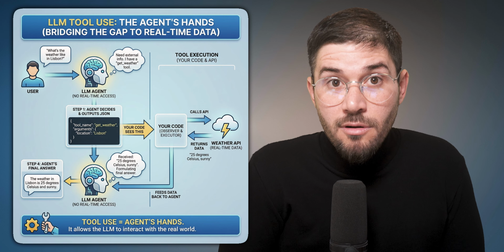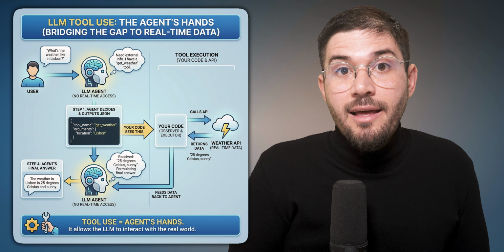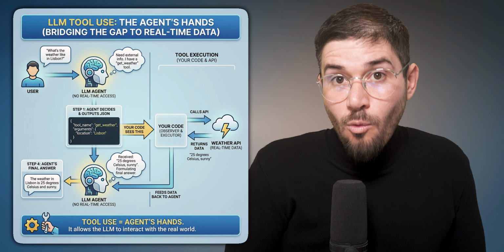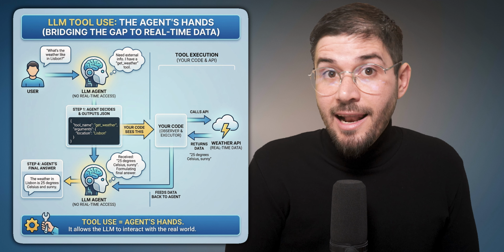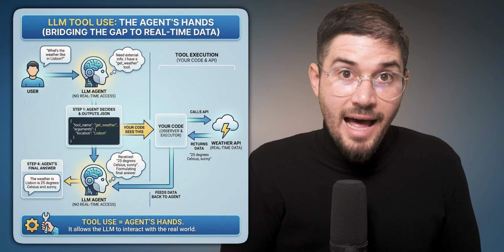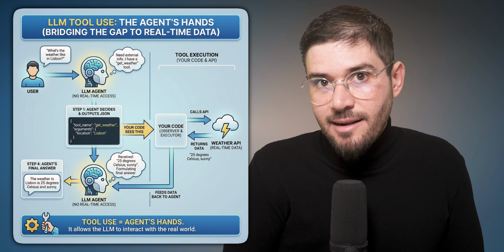A common misconception is that the LLM executes code, but it doesn't. The language model generates a structured JSON that says, I want to call this function with these specific arguments. Your application's code receives this JSON, executes your actual safe native code, and passes the result back to the LLM as text. For example, you ask a travel agent something like, what's the weather like in Lisbon? And then the LLM, which has no real-time world access, knows that it needs external information.